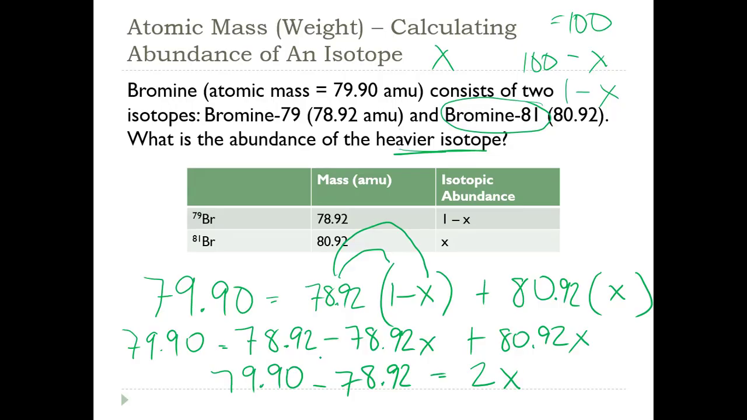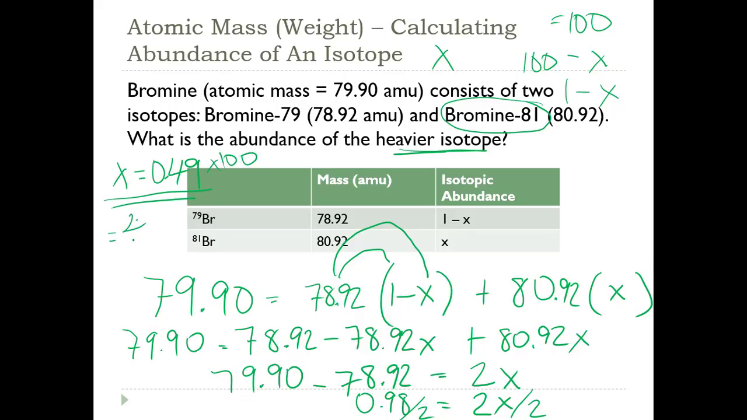And so if we do this calculation, we have 0.98 is equal to 2x. And then we divide both sides by 2. So x is equal to, if you plug that into your calculator, 0.49. This is the percent as a fraction. So x is equal to 0.49. If you wanted a percent, you'd multiply that by 100, which would give you 49%.